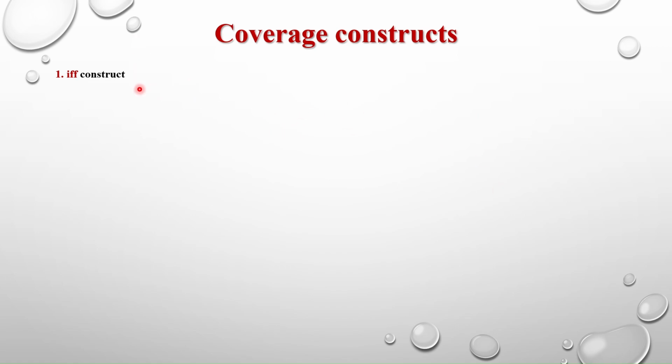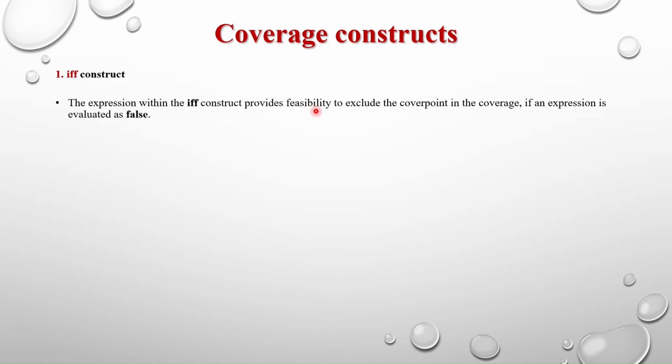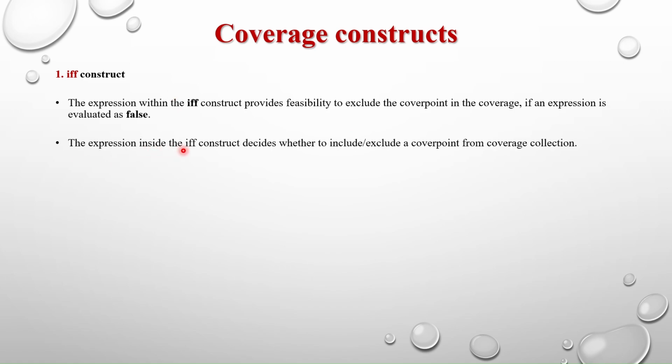Okay. So the expression within the iff construct provides the feasibility to exclude the cover point in the coverage if the expression is evaluated as false. If the condition is false in the iff construct, then it will exclude the cover point from the coverage. If the condition is true, then it will include the cover point in the coverage. So it's similar to the if statement, but the keyword is iff. The expression inside the iff construct decides whether to include or exclude a cover point from the coverage collection. Okay. So here is the example: covergroup cg, cp1: coverpoint data iff (!reset).